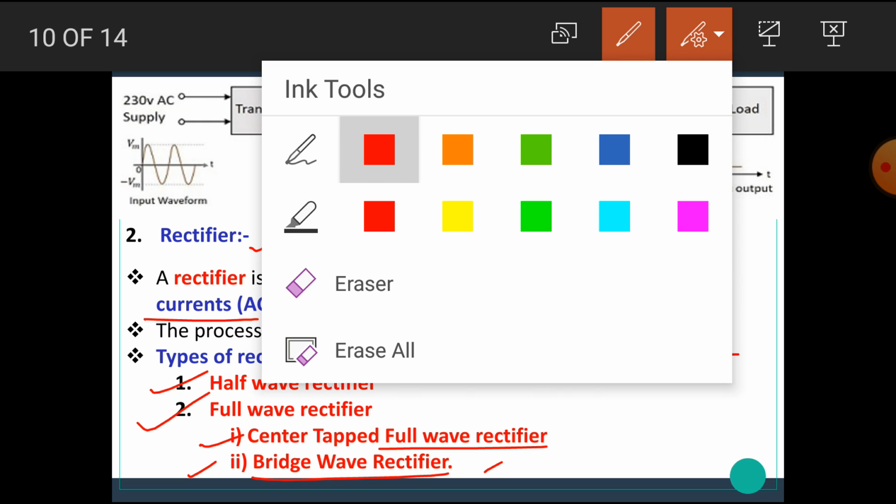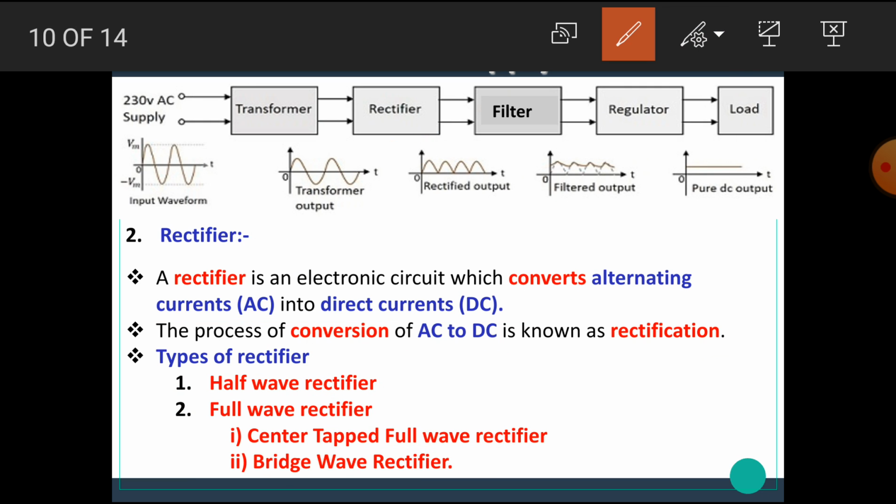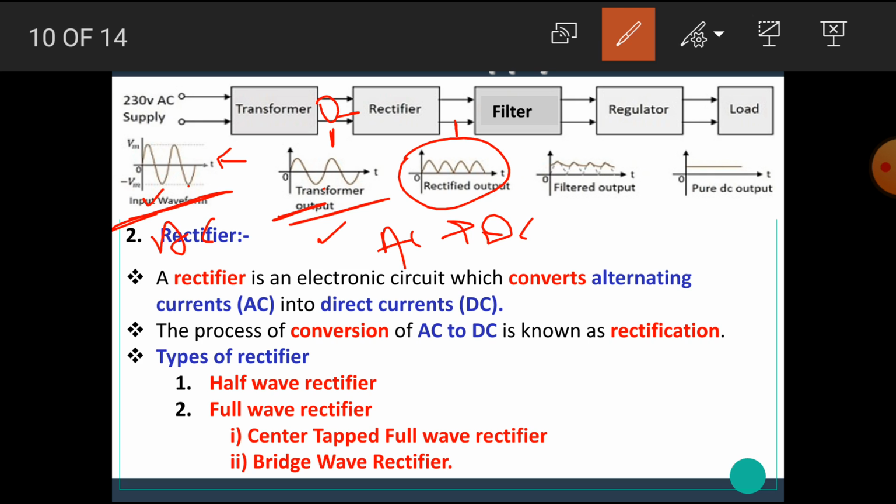Okay, in this diagram we can see that this is the input waveform and it is of AC type. Okay, this is the output of the transformer, and we can clearly see that the magnitude of this waveform is less than the waveform at the input side. Okay, that means the voltage level is reduced here. Then this output is connected to the rectifier. We know that a rectifier converts AC into DC. Here we get this output at the rectifier.